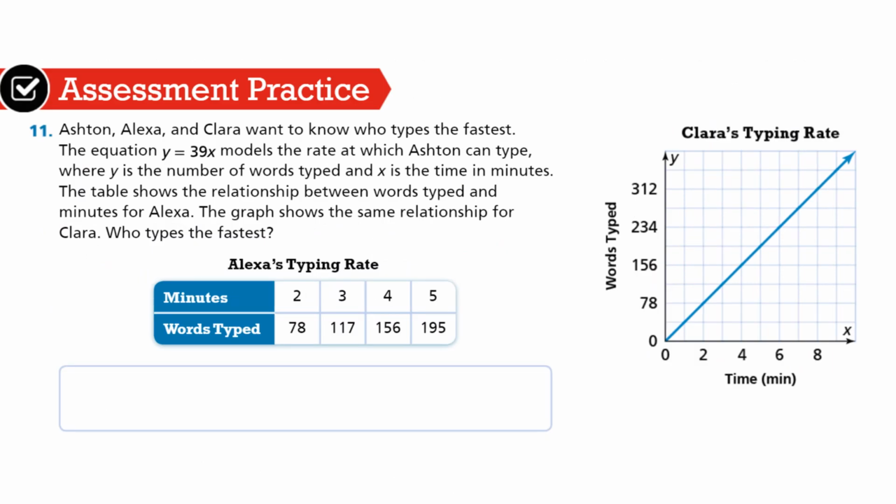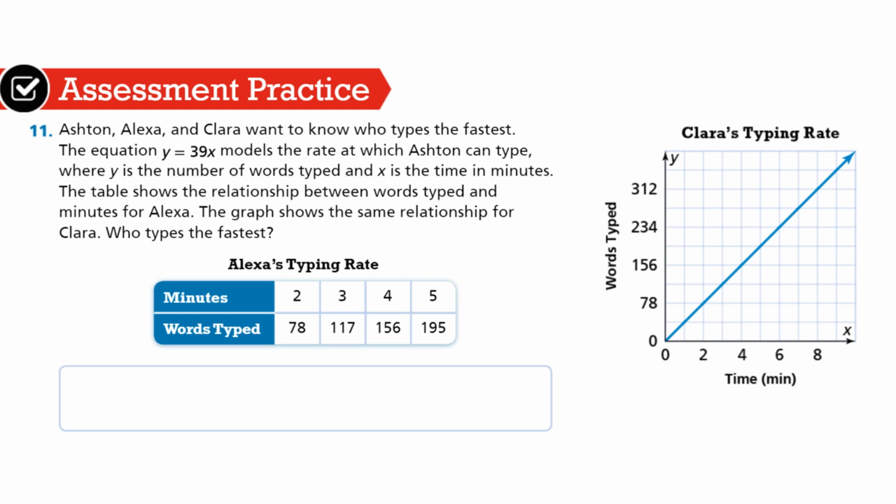Alexa and Clara want to know who types the fastest. The equation y equals 39x models the rate at which Ashton can type, where y is the number of words typed and x is the time in minutes. The table shows the relationship between words typed and minutes for Alexa, and the graph shows the same relationship for Clara. Who types the fastest?